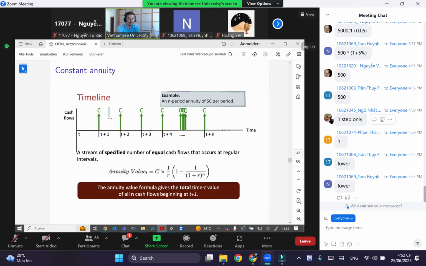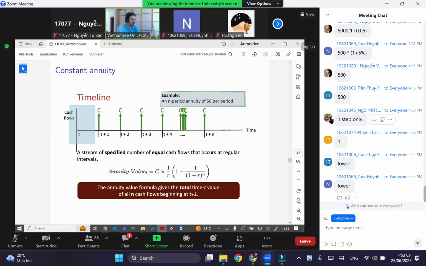Here, we could do the same thing for the constant annuity. We could theoretically say, in order to calculate the time t value of this constant annuity, one way could be to take the first payment c, and in order to calculate the time t value, which is 1 period beforehand, I could say the time t value of this constant payment would be c divided by 1 plus r, right? Because I discount this constant payment by 1 period.